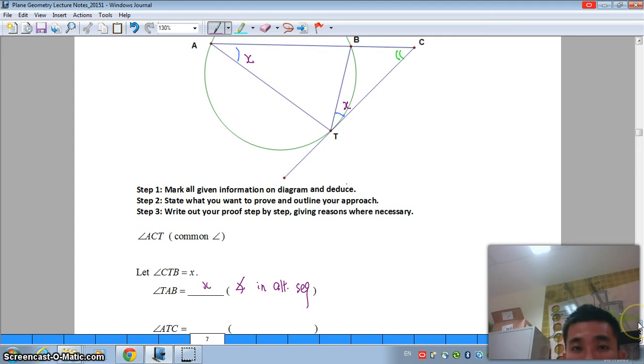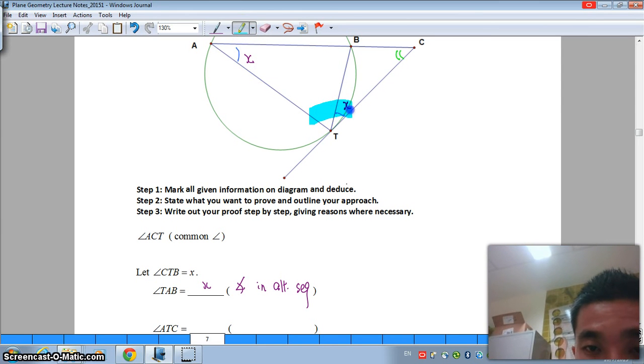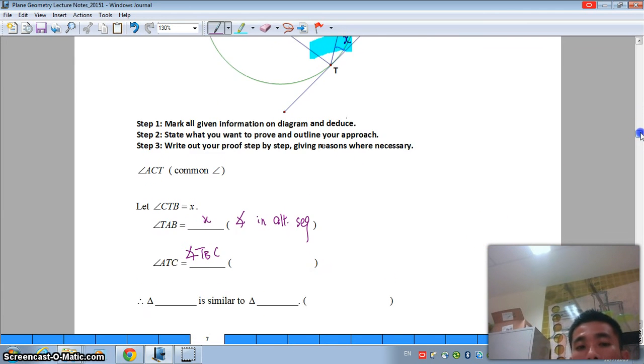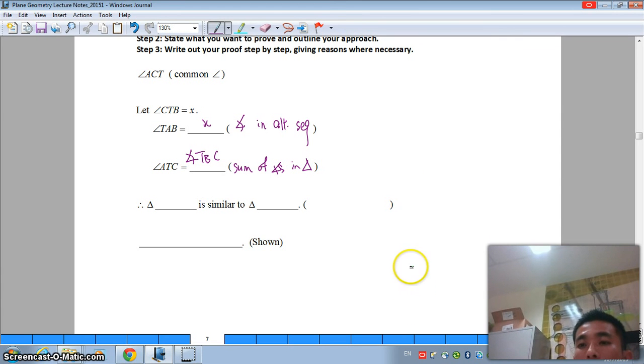Last but not least, ATC, which is this angle over here, from the bigger triangle must be equal to this angle TBC. Reason being, that is the remaining angle in the triangle, so it's very obvious, sum of angles in triangle. So with that, we have proven a pair of similar triangle.